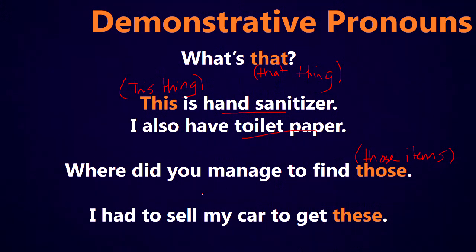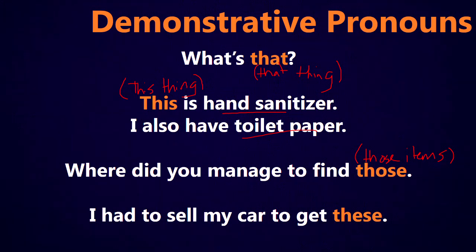So the difference here, where did you manage to find those? This means that I am not next to them. I am away from the things that I'm talking about. So maybe I'm on one side of the room and you're on the other side of the room. So I would say those, but if you're holding them, then you would say these, because we only really have two directions. If it's near to you, you say this or these. If it's away from you, you say that or those.